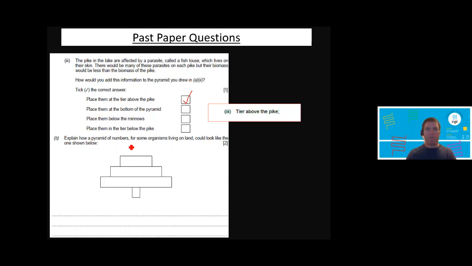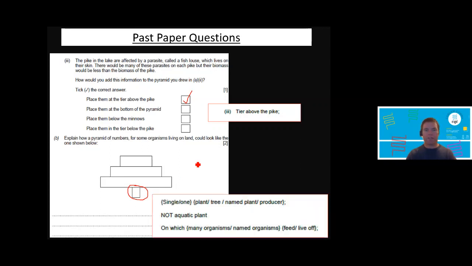And explain how a pyramid of numbers for some organisms living on land could look like the one shown below. So we're saying this is where we have a particularly large organism, such as a tree. And what does it ask there? So you've got a single plant or tree named on which many organisms feed off. And it's worth mentioning, look, it's 2 marks. So, you know, you're not just going to get away with saying it's a single organism or a single large organism. You need to add a bit more detail than that.